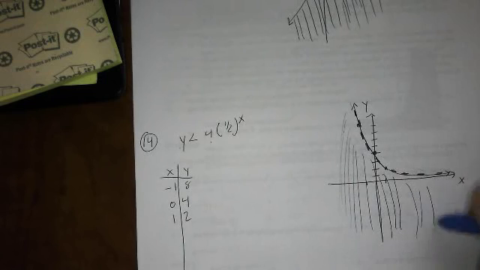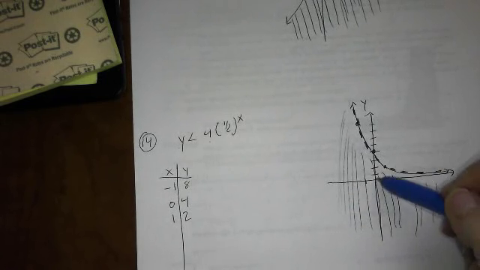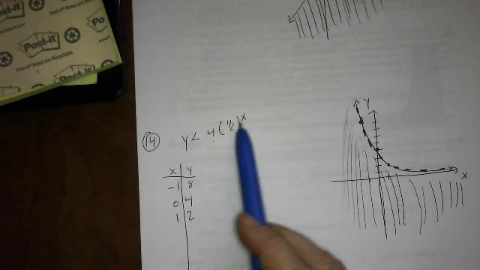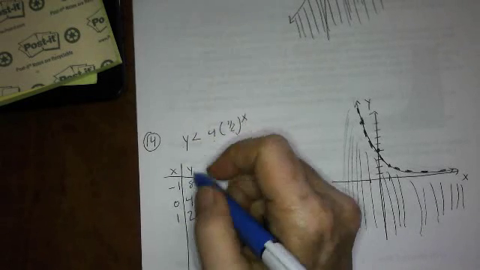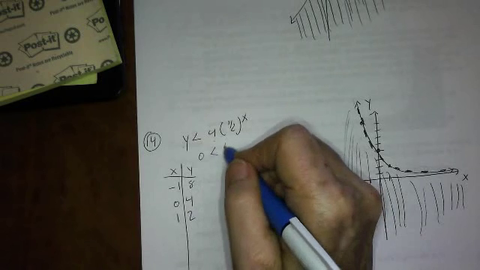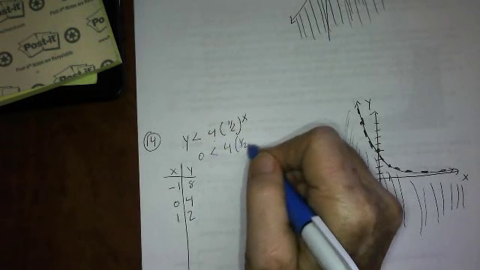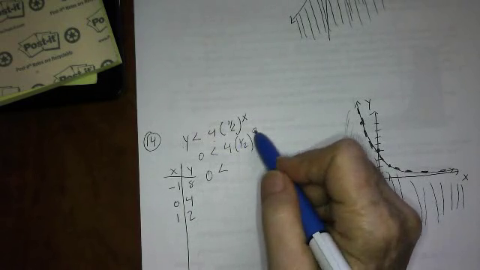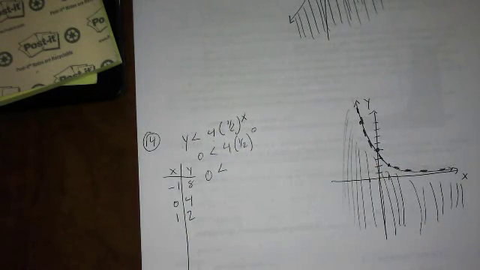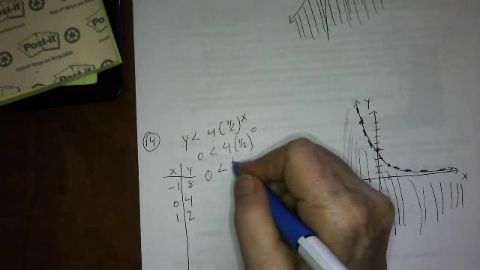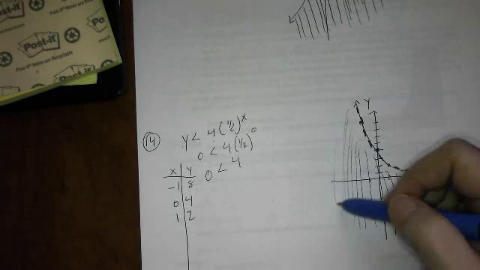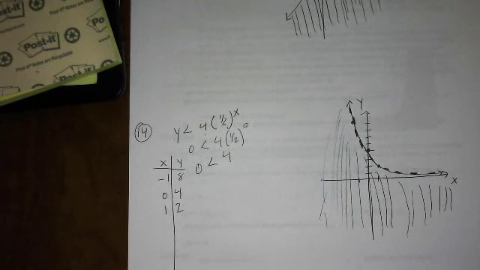Now if I'm not so sure about that, then I will plug in 0 comma 0 and see if that actually makes the inequality true. Is 0 really less than 4 times 1/2 to the 0? Well, 1/2 to the 0 is 1. 1 times 4 is 4. Is 0 really less than 4? Yes. So it's shaded correctly. And that's all.